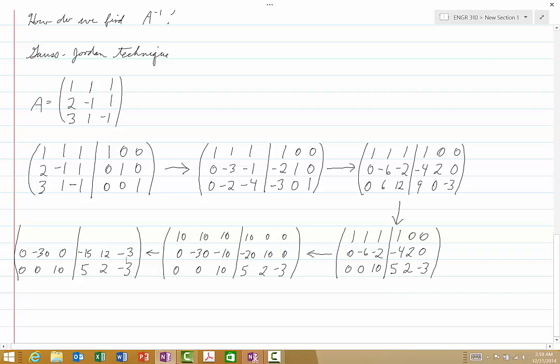And now we'll add the negative of the last row to the first row to get rid of this 10. So negative 0 plus 10 is 10. Negative 0 plus 10 is, again, 10. Negative 10 plus 10 is 0. Negative 5 plus 10 is 5. Negative 2 plus 0 is negative 2. And the negative of negative 3 is positive 3, plus 0 is positive 3.